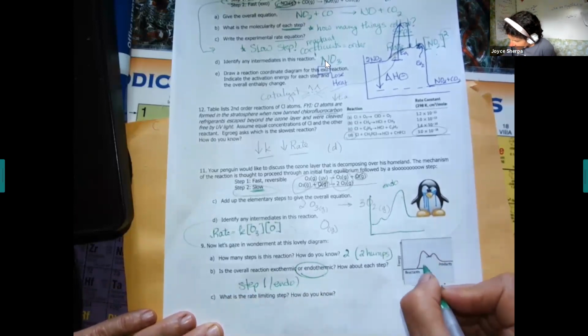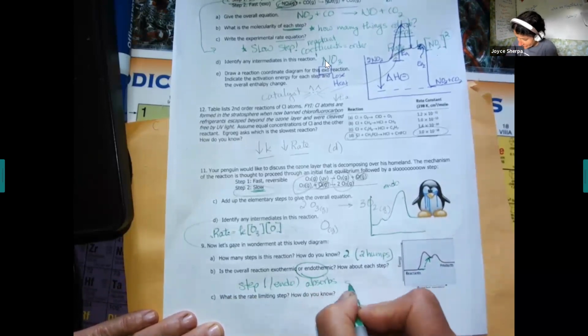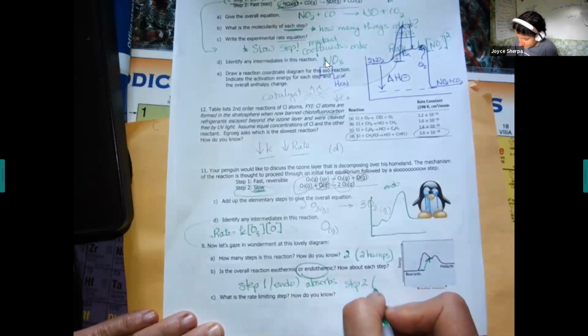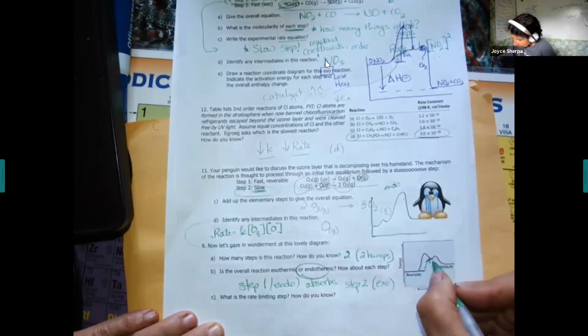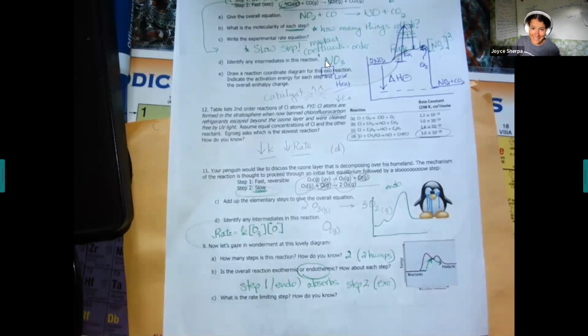So we're starting here and ending here, so we're absorbing heat. Endo is it absorbs. But step 2 is exo. If you look at step 2, it goes down. But overall, it is endo because we end up higher. That's actually a really good question. I had not been able to show that yet.